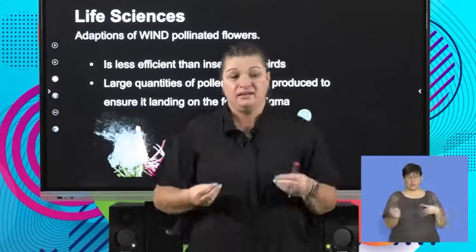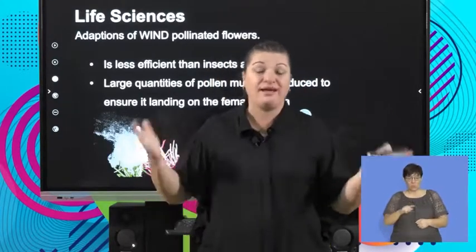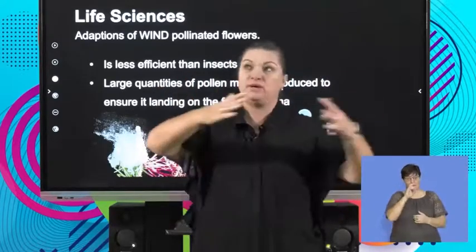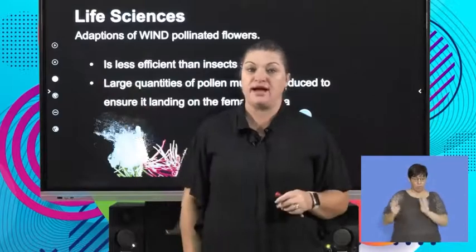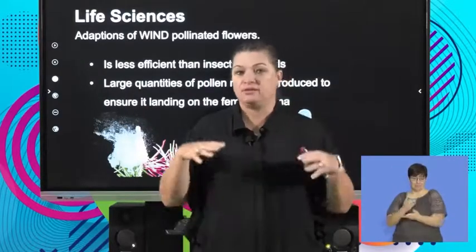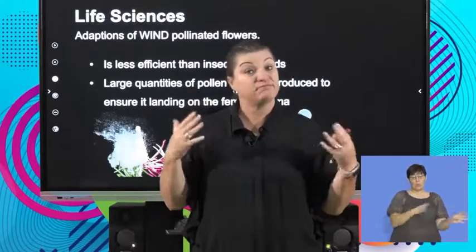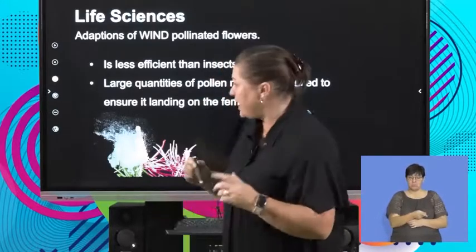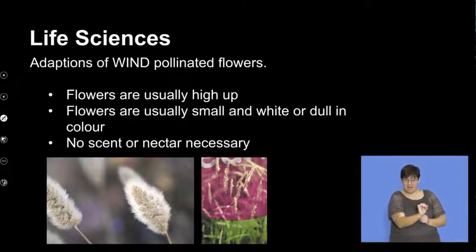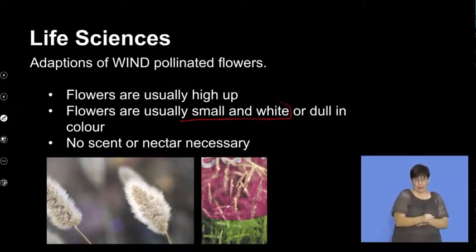So here, there's no guarantee, and we have to produce lots and lots of pollen, hoping that when the wind blows, it is going to find its destination. But on the other hand, wind-pollinated flowers can save on other things. How can they save? Let's have a look here. Look at their flowers. Their flowers actually don't have to be really big. They need to be small, and they're usually white.